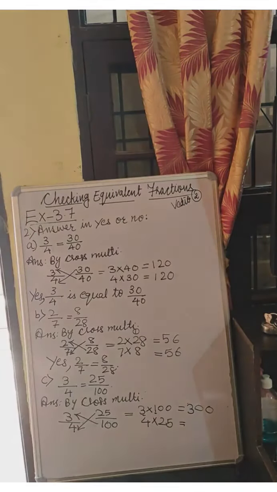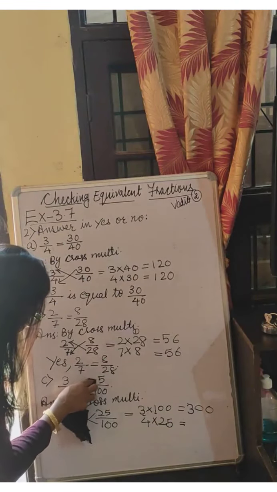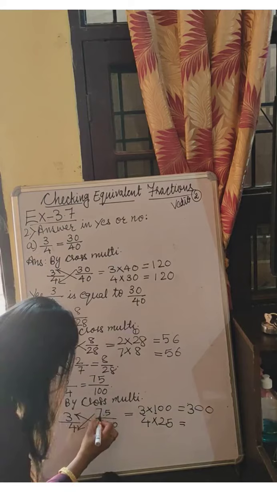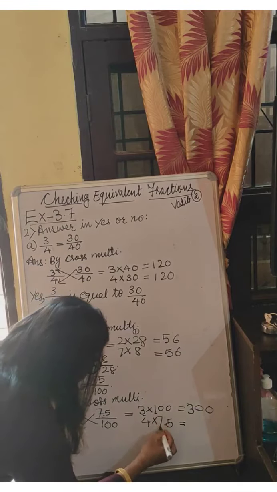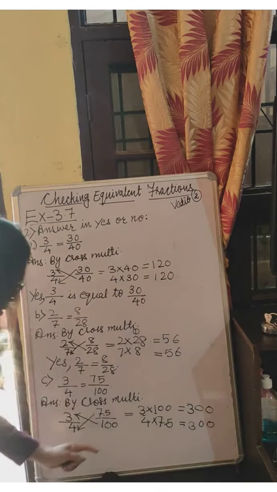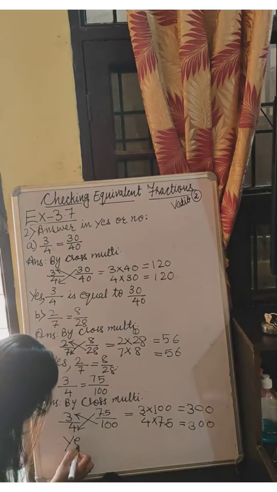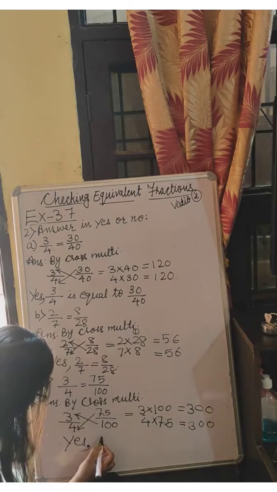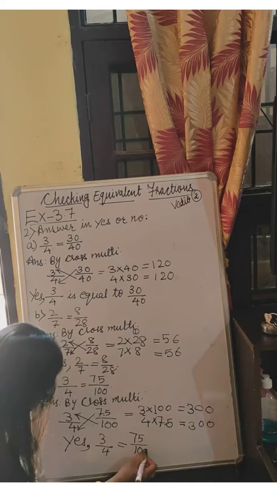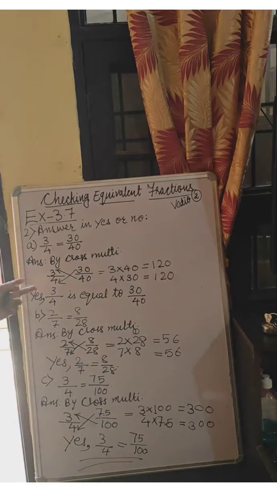Oh, sorry children. Here the question is written wrong. 75. This is 75. Okay, 75. Here also it will become 75. So 75 fours are 300. So 300 is equal to 300. So you will write yes. 3 upon 4 equal to 75 upon 100. This is the answer. So 3 questions I have done from your book. The remaining you will do homework.